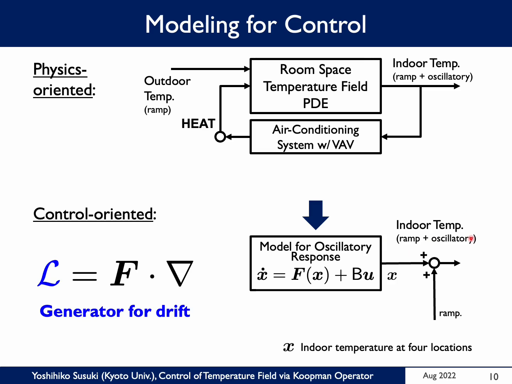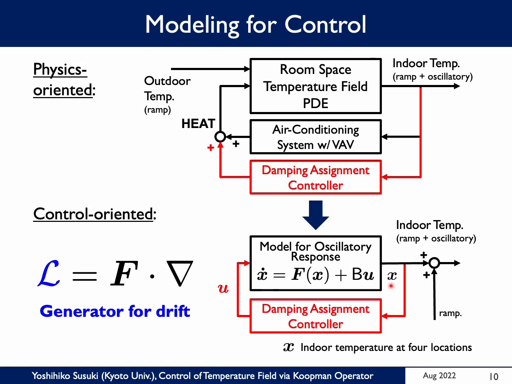Then it is possible for us to introduce the Koopman generator L for the controlled system. The output of this model is again the indoor temperatures sampled at 4 locations via sensors. The input U here is used for the damping assignment control proposed in this presentation. In the next slide, we show the damping assignment controller added in this system.